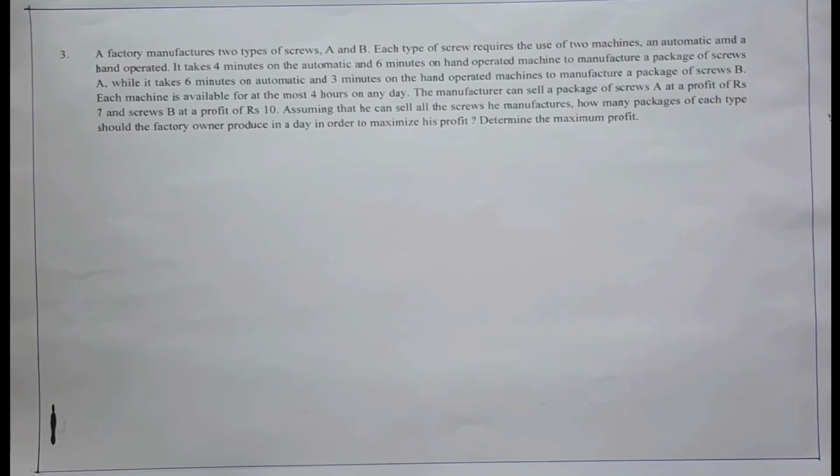screw B. Each machine is available for at most 4 hours on any day, and the manufacturer can sell the package of screw A at a profit of ₹7 and screw B at a profit of ₹10. Assume that he can sell all the screws he manufactures. How many packages of each type should the factory owner produce in a day in order to maximize his profit, determine the maximum profit?